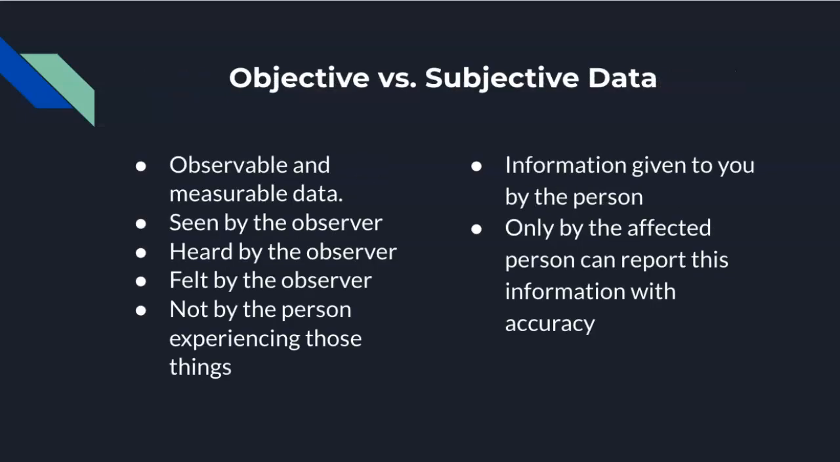So what kind of data are we looking for in an assessment? In an assessment, we are looking for objective data and subjective data. Objective data is observable and measurable. So it can be seen, heard, felt, or measured by someone other than the person experiencing it themselves. If one nurse can see it and another nurse can validate it, that is objective data.